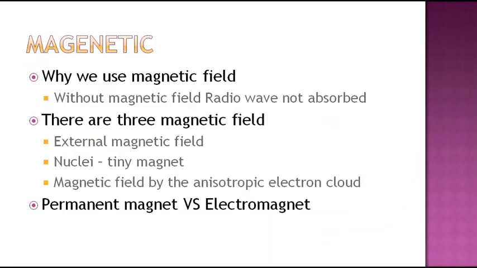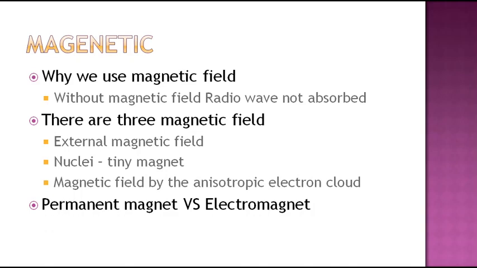Right, it has a magnetic field, which I have explained already. Why do we use a magnetic field? Without a magnetic field, the radio wave will not be absorbed. Radio waves are not absorbed because there is no splitting of the energy levels.